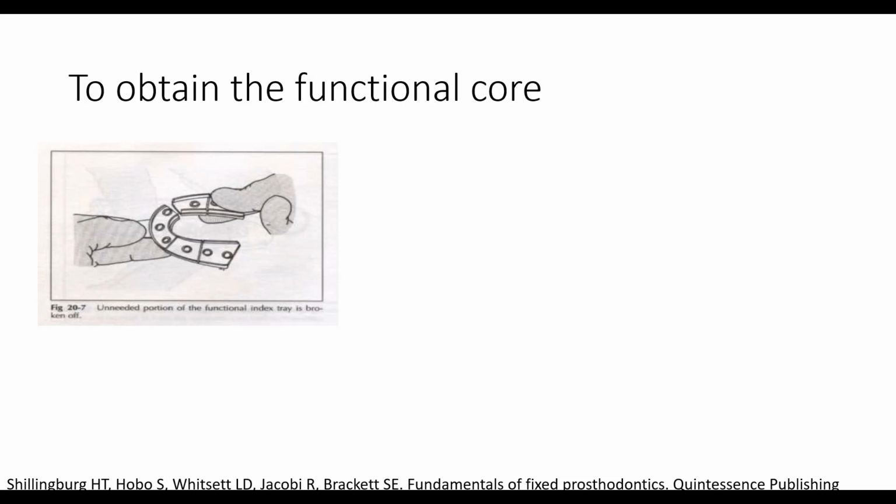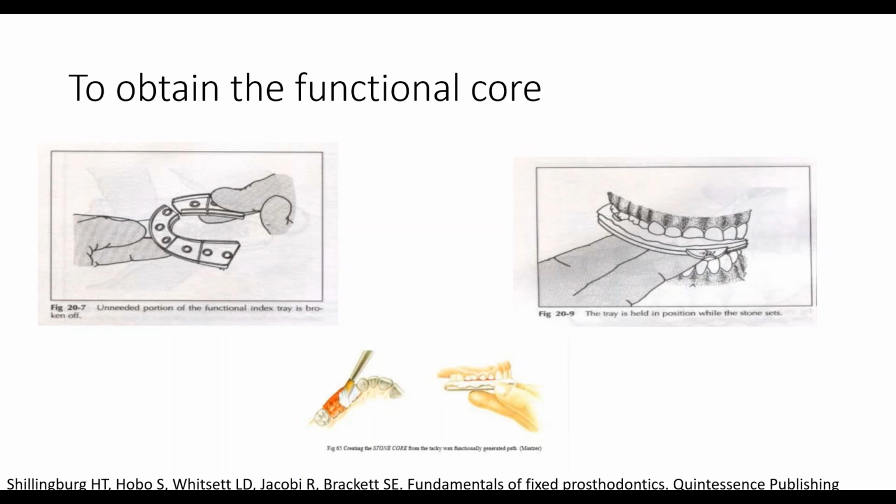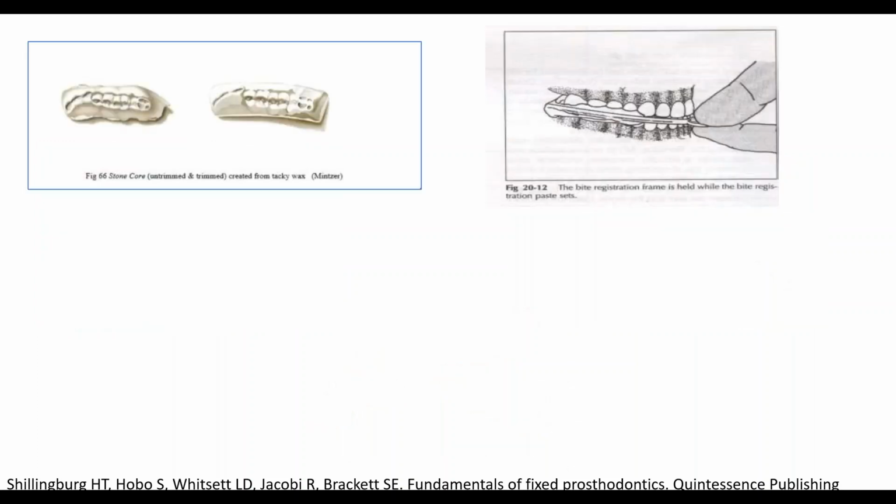To obtain the functional core, a functional tray is required. The tacky wax is coated with plaster first, and the tooth blade is used to record the indentation on the tacky wax. With the help of stone or plaster, we can make a functional core of the registration. Once the functional core is obtained, stone is poured in the functional core, and the bite registration frame is held with the bite registration paste.